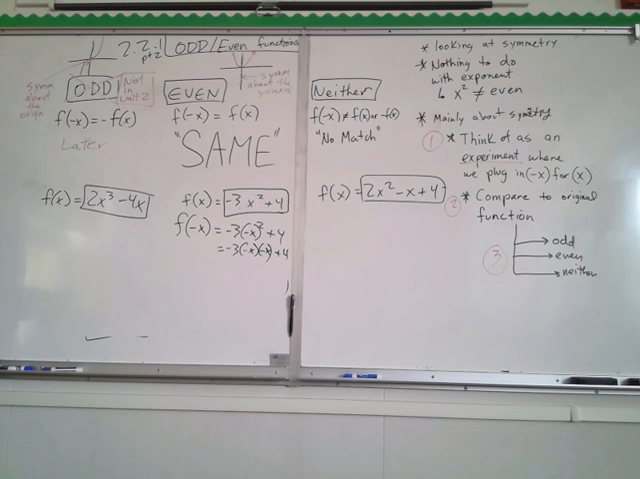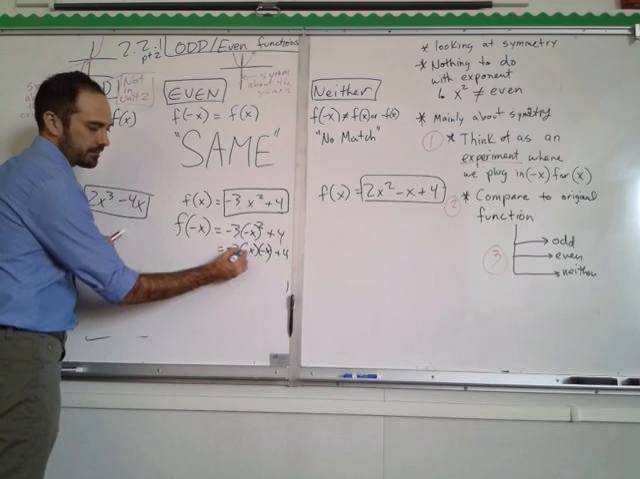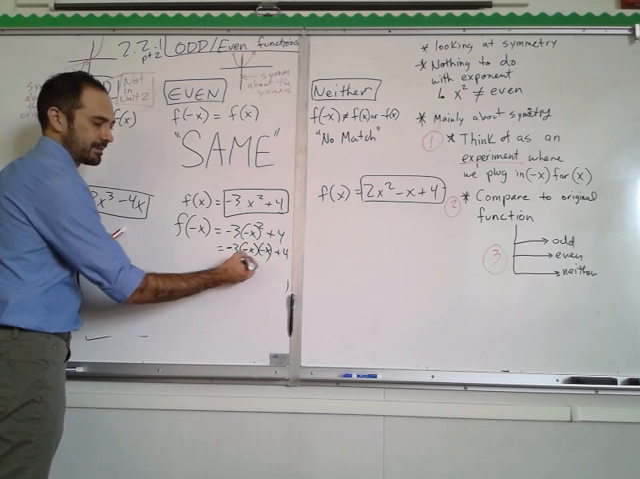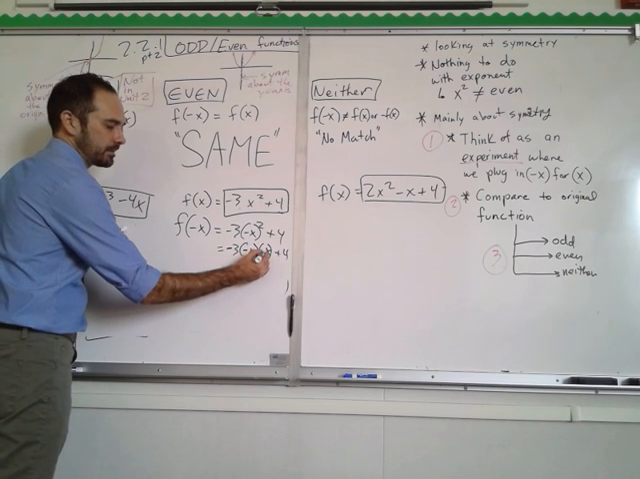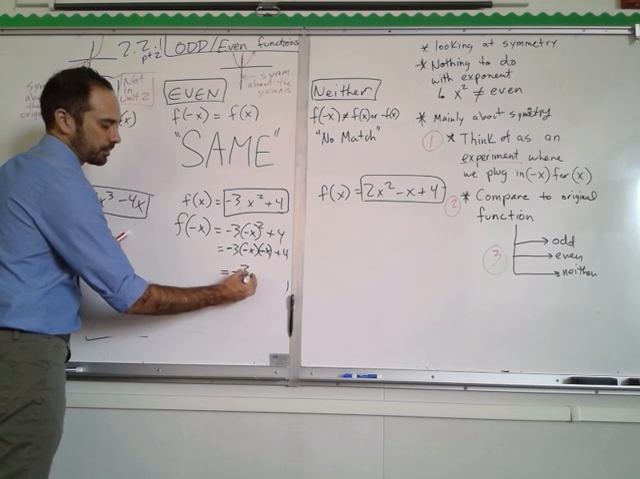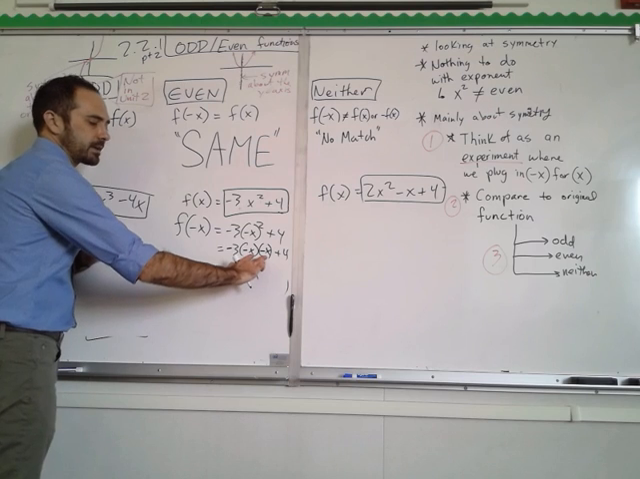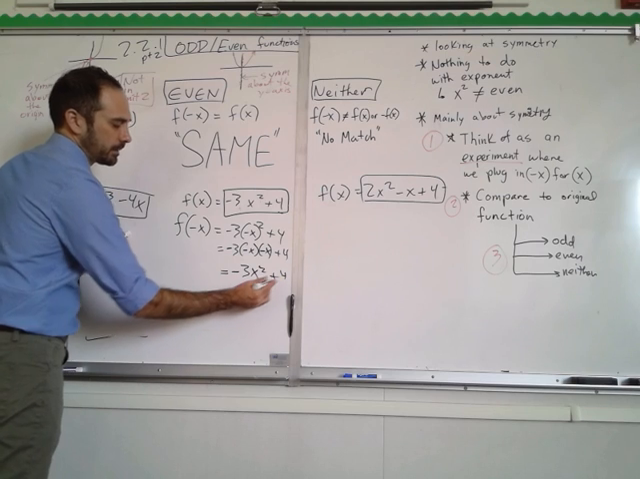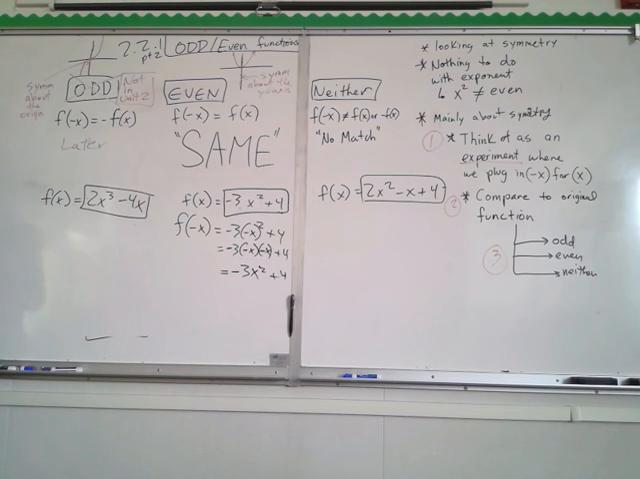Negative x to the second power is negative x times negative x. So here we have a negative times a negative. That gives us a positive, times another negative gives us a negative. So 3, and there's x times x, so that's x squared plus 4. Everybody okay with that, how I got down to that? Okay.